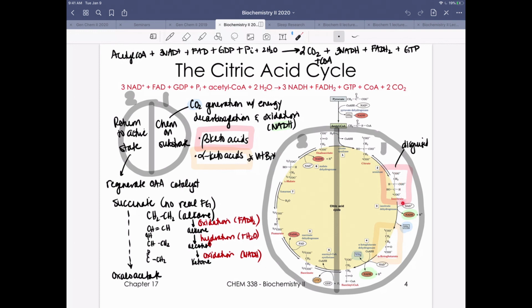So again, the first half of the cycle is responsible for generating CO2, so chemistry on the substrate, and we do generate some energy that we see there. The second half is really about returning our whole metabolic pathway to an active state. And this is really about regenerating oxaloacetate, which is an important biological catalyst here. And the fact that it's a catalyst has to do with a few things. Remember, catalysts are things that are used in a reaction but then must be regenerated. So we need to regenerate oxaloacetate there.